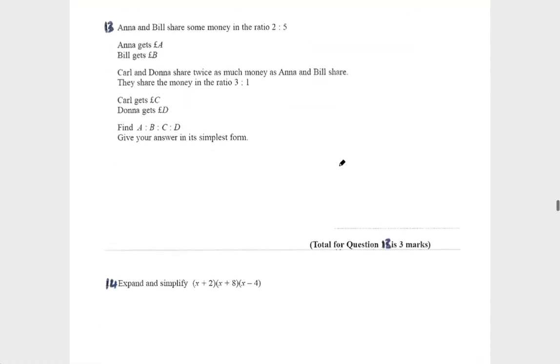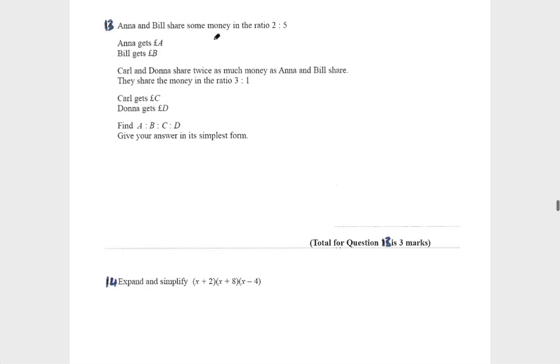Question 13, a complicated ratio question. Anna and Bill share some money in the ratio 2 to 5. Anna gets £A, Bill gets £B. Carl and Donna share twice as much money as Anna and Bill share. They share the money in the ratio 3 to 1. Carl gets £C, Donna gets £D. Find the ratio of Anna's amount to Bill's amount to Carl's amount to Donna's amount in its simplest form.